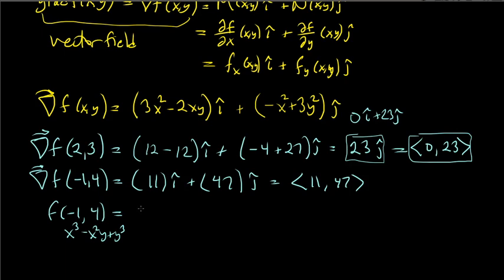So this is going to be negative 1 minus 4 plus 4 cubed. So 64 minus 4 is 60. 60 minus 1 is 59. There we go. Sorry about that.